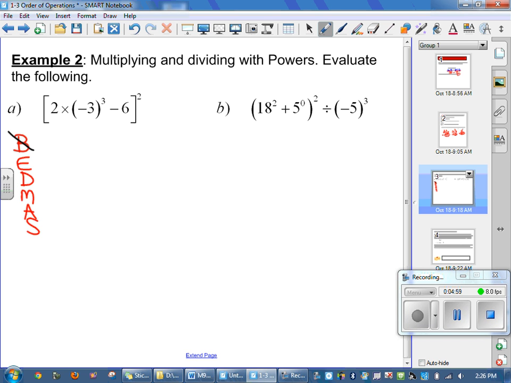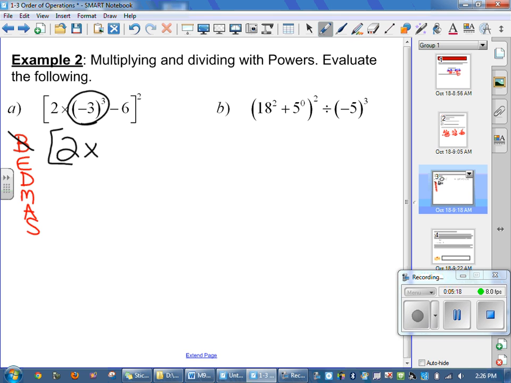So then inside my brackets now, I do BEDMAS again inside the brackets. Do I have exponents? Yes, I do. So I have to solve the exponent in here. So in my big bracket, I still have 2 times. Now I solve this part, -3 exponent 3.